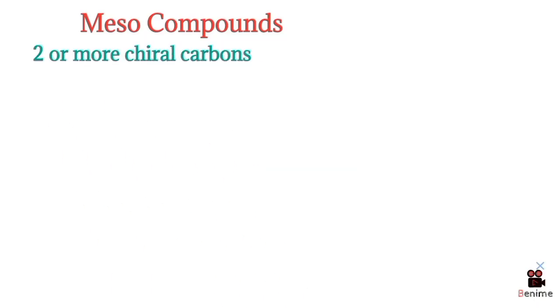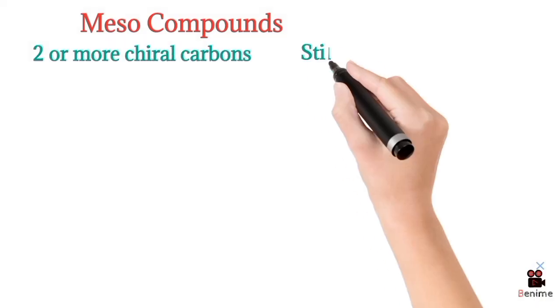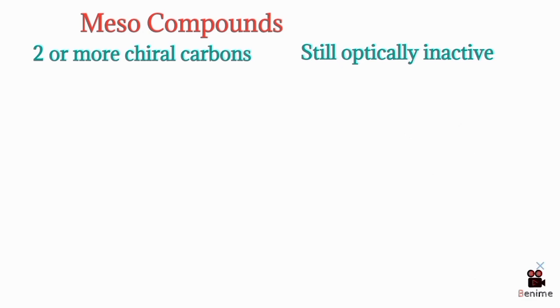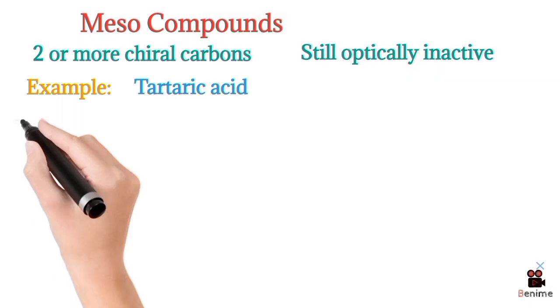Meso compounds. Now let us discuss meso compounds. Some compounds contain two or more chiral carbons, but they are still optically inactive due to the presence of an internal plane of symmetry. For example, tartaric acid. Now look at the possible enantiomers of tartaric acid.